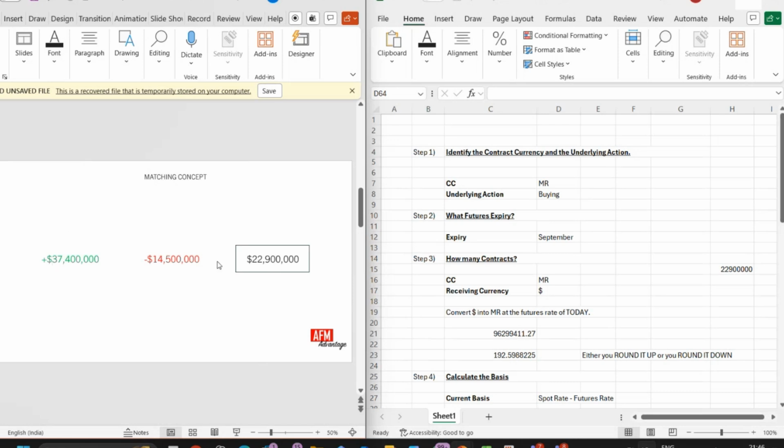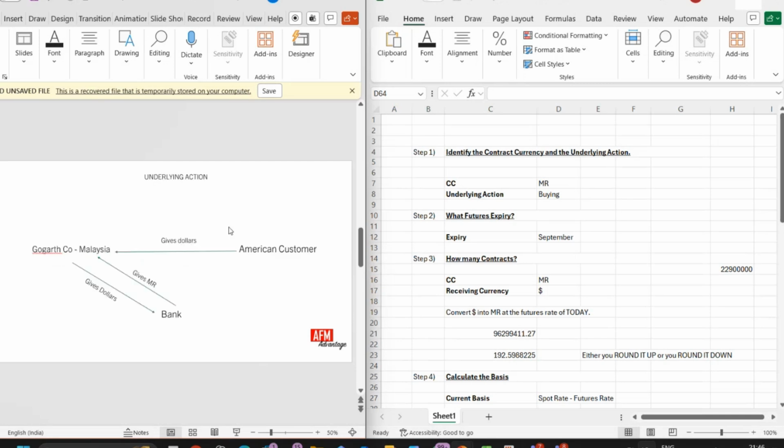We net 37.4 and 14.5 against each other, and our overall exposure in the grand scheme of things is only 22.9. So only that much amount we have to actually hedge; the others we don't. Now that we are clear with this, we know that 22.9 is to be received. Our American customer is going to give us $22.9 million. We have to convert it to Malaysian ringgit because we are based in Malaysia, so we'll give these dollars to the bank, and the bank will give us Malaysian ringgit.